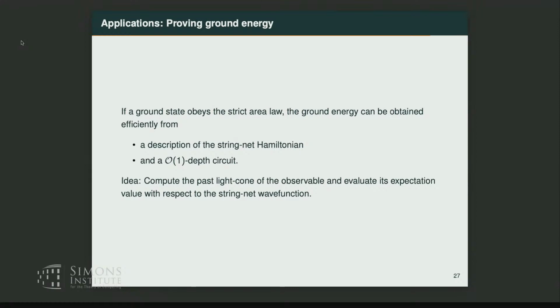Okay. So what are the applications? As I said before, at least for these states that obey the strict area law, there's a very simple procedure for proving that the ground energy is below something, for example. The reason is that you have this description of the string net Hamiltonian, for which the reduced density matrix is easy to compute. And if the circuit is constant depth, you can evaluate the expectation value of any local observables.